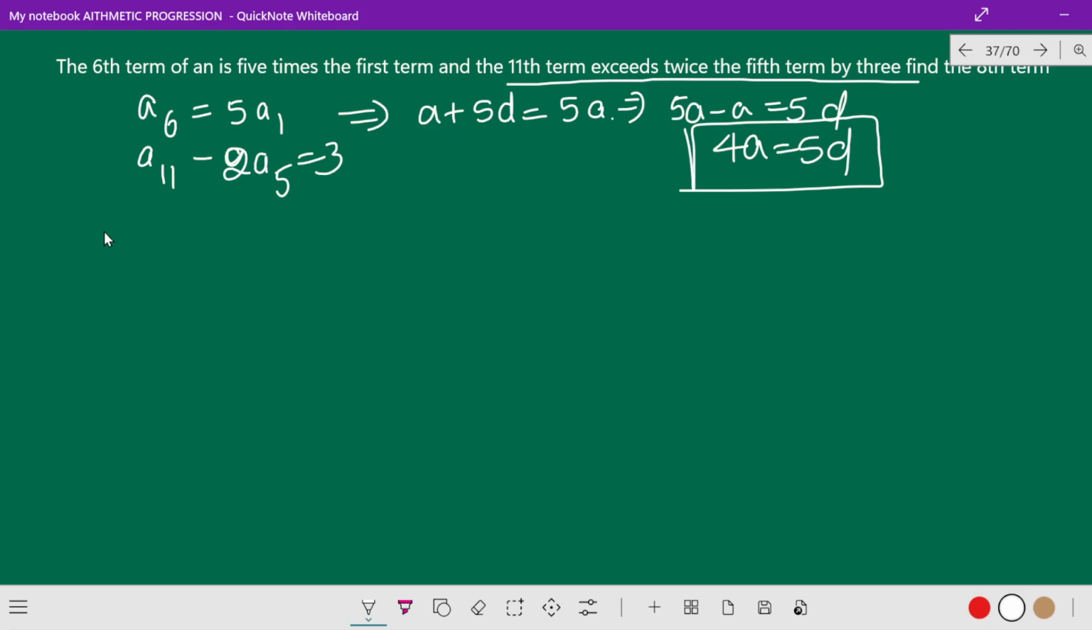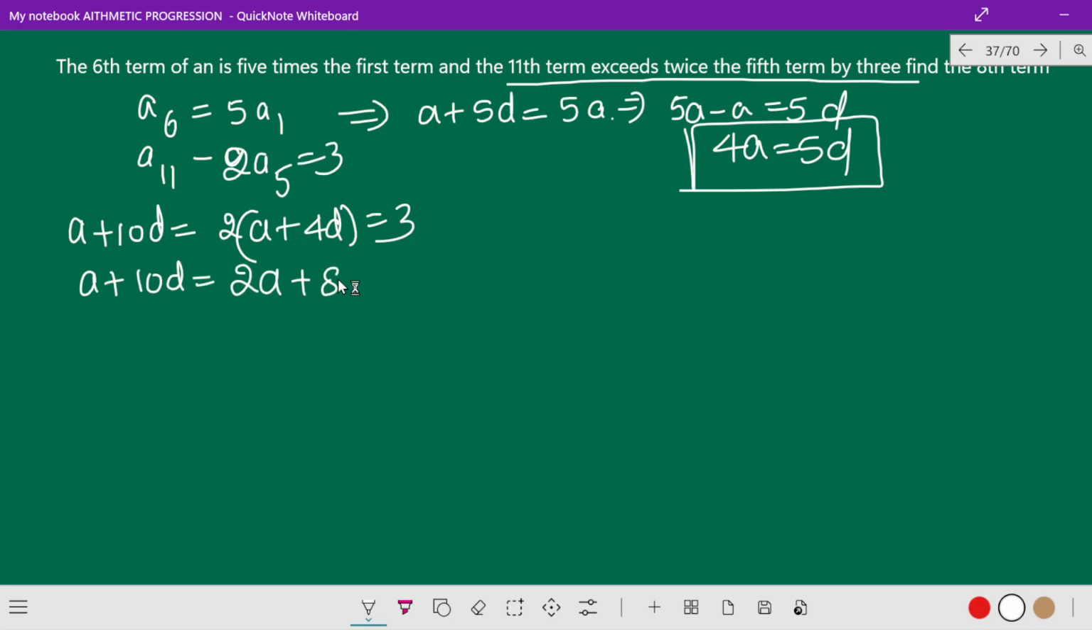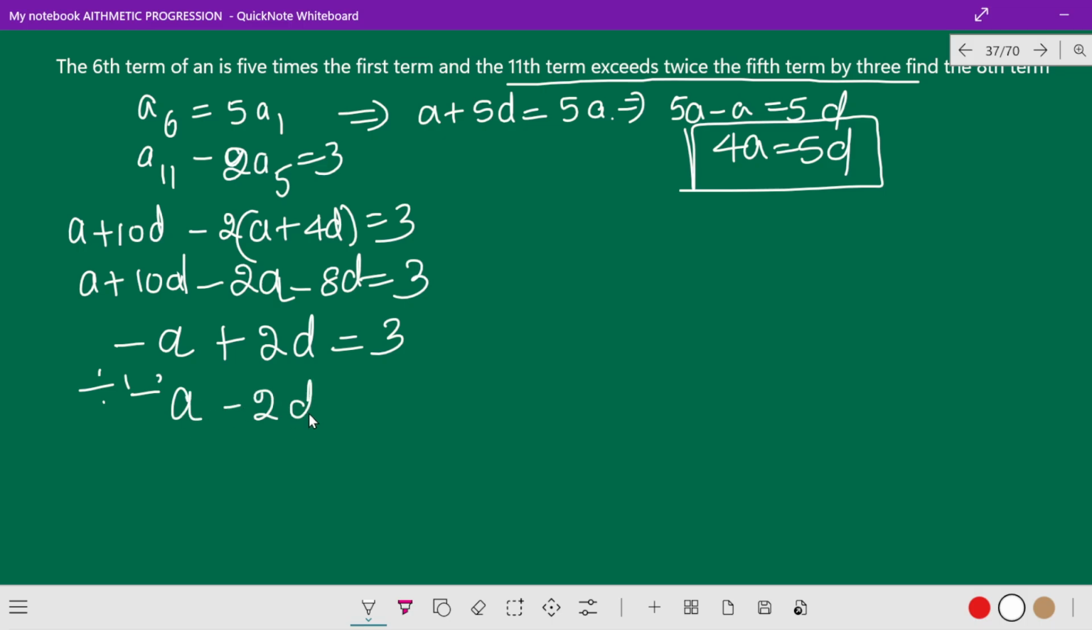Now coming to this equation, I got a plus 10d minus 2 brackets a plus 4d is equal to 3. Then a plus 10d is equal to 2a plus 8d with a minus sign, so when opening the brackets the signs change. So 2a minus a will be minus a, then plus 2d is equal to 3. I can take this division of negative, so we get a minus 2d is equal to minus 3, or in fact a is equal to 2d minus 3.